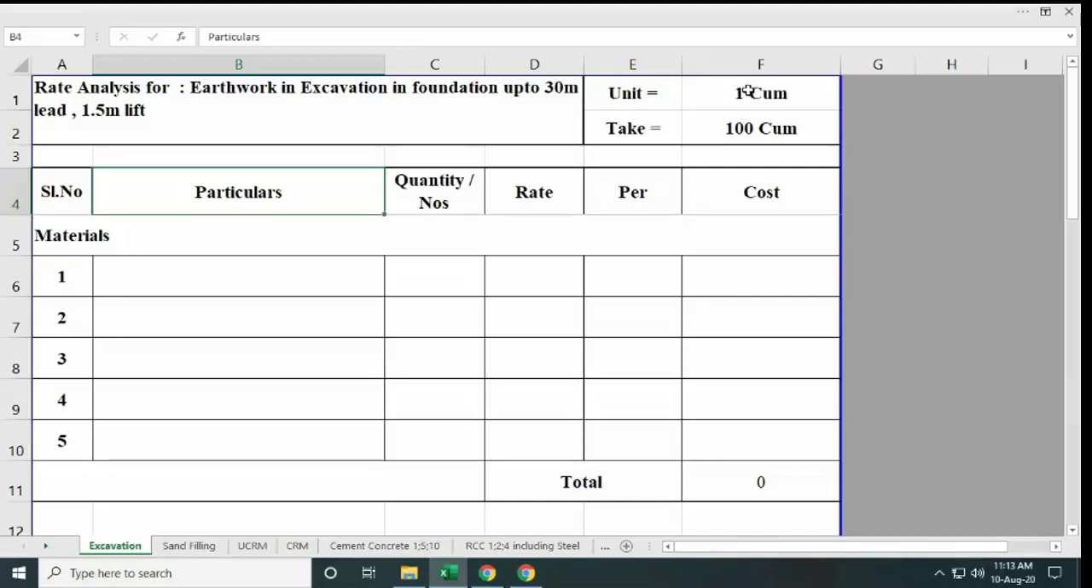What will be the cost? In that way we will try to calculate.